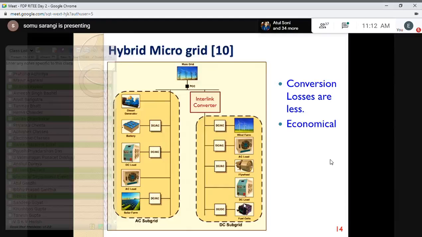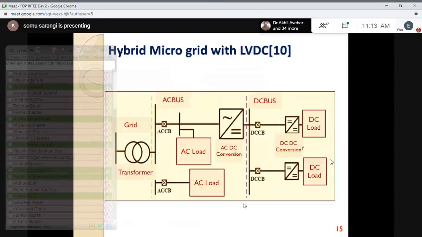Either both AC and DC will be available. Wherever DC is available, we will provide DC to the load, and wherever AC is available, we will supply AC to the load. The combination of these two, AC and DC buses, may convert this distribution system into a microgrid that is called a hybrid microgrid. This can be obtained with less conversion losses, and it is also economical.